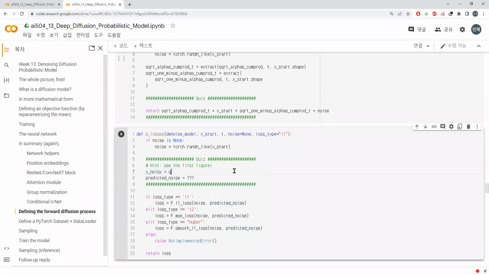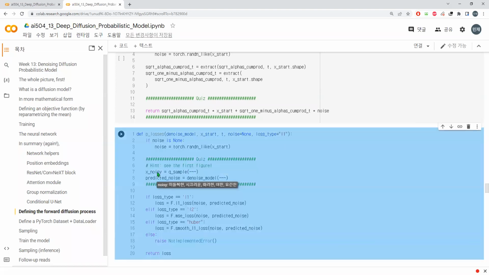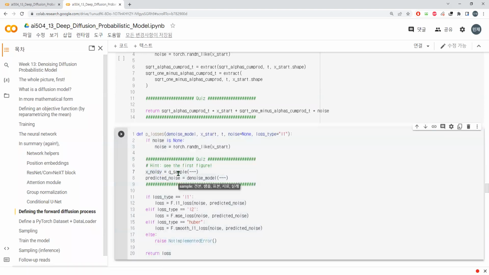This should be q_sample, blah blah. This should be this denoise_model, blah blah. And fill the arguments. Till 11:48.